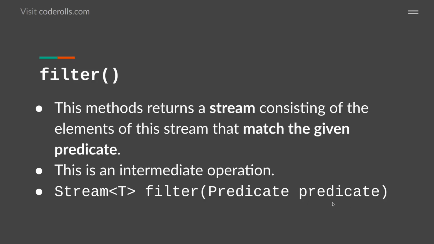So let's say I have an array list of numbers and I'm adding a predicate which will check if the given number is greater than 5 or not. So it will return a stream of only elements which are greater than 5. So let's see a simple example of the filter method in Eclipse and you will understand it better.